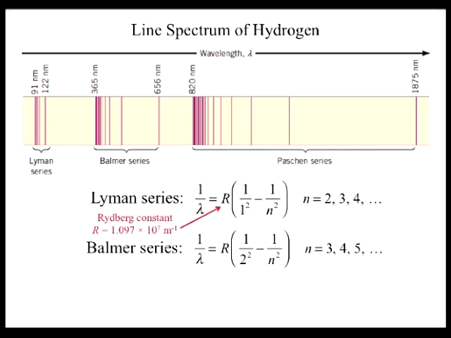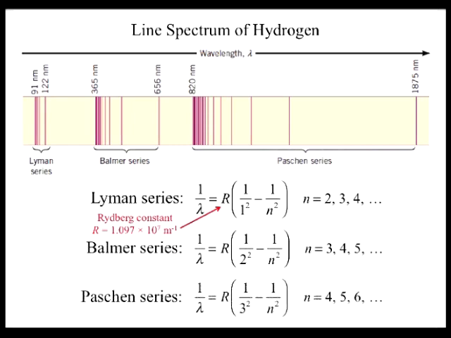Next is the Paschen series, where 1/λ = R(1/3² − 1/n²), with n starting with 4. The Balmer series is in the visible range. An essential feature of each group of lines is that there are long and short wavelength limits, with the lines being increasingly crowded toward the short wavelength limit.